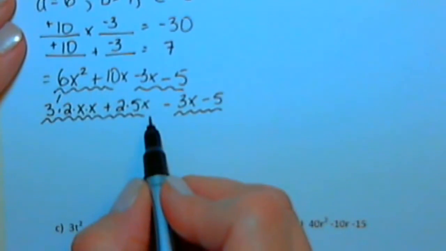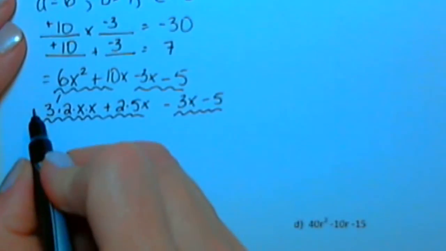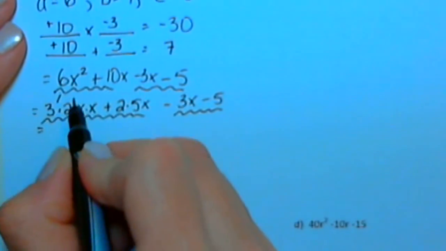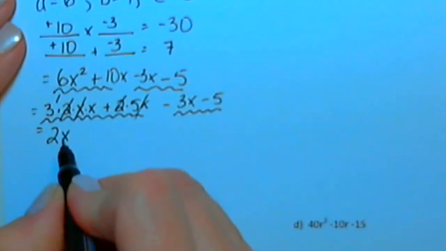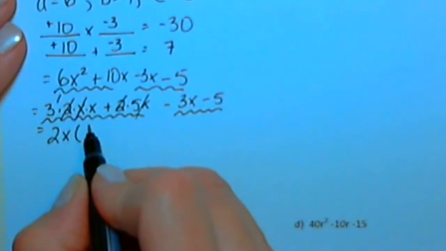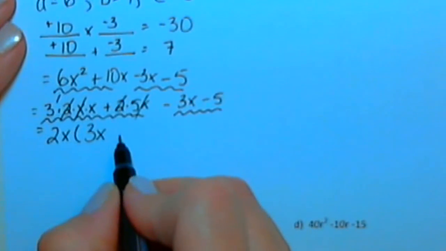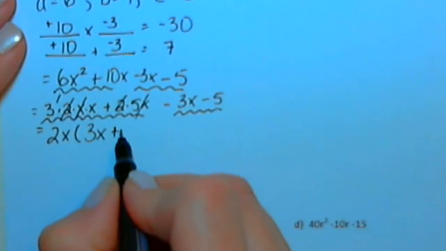What can I take out of the first squiggly underline question? I can take out a 2, and I can take out an x. So I write that down. What am I left with? I'm left with a 3x plus a 5.